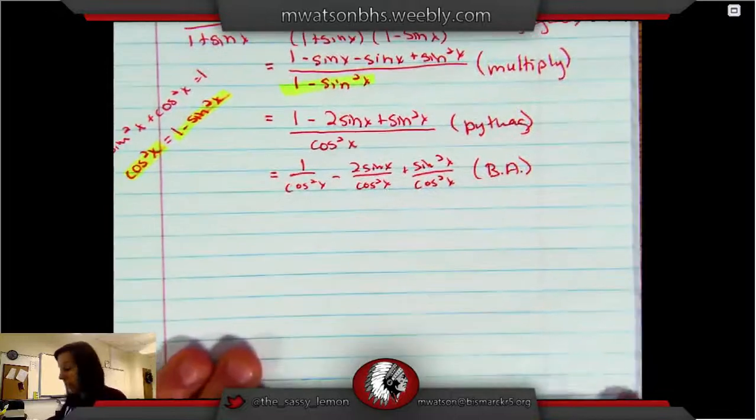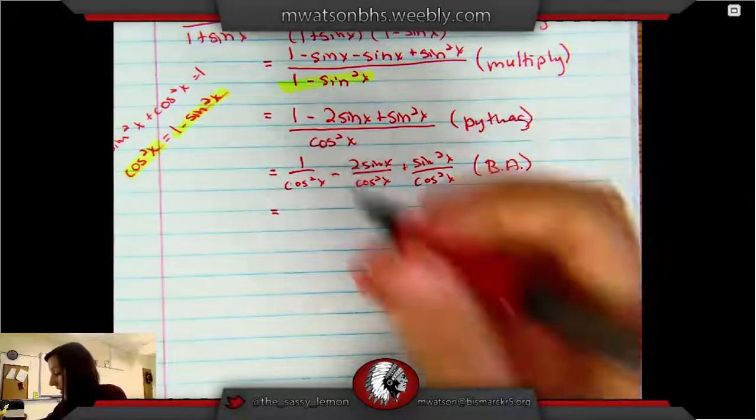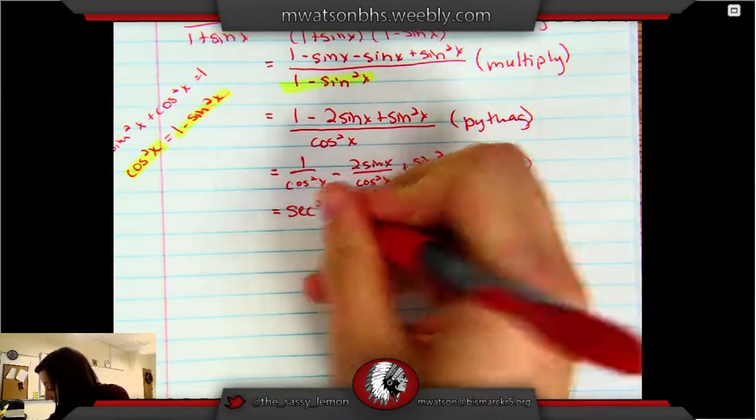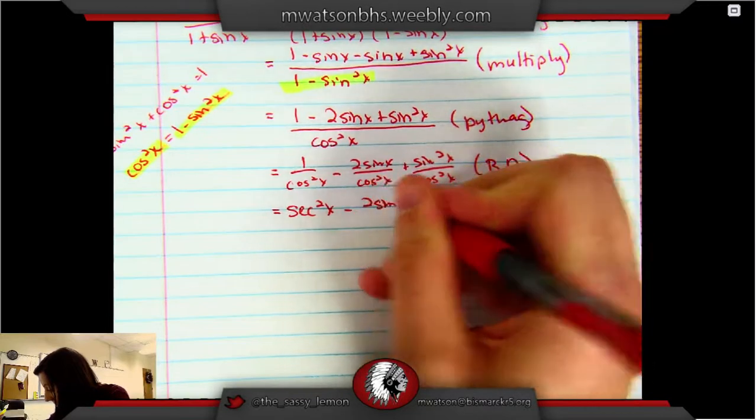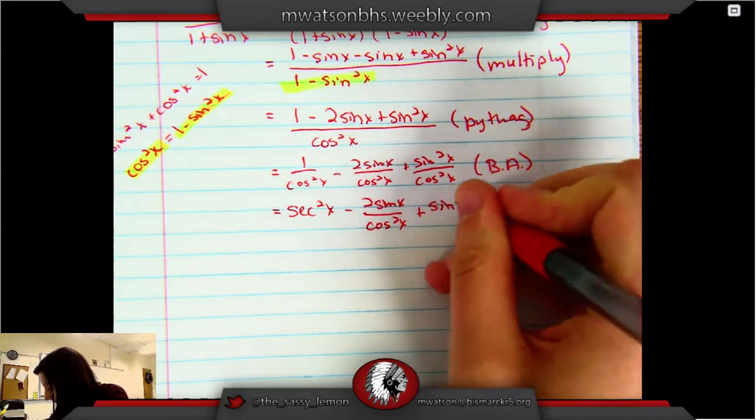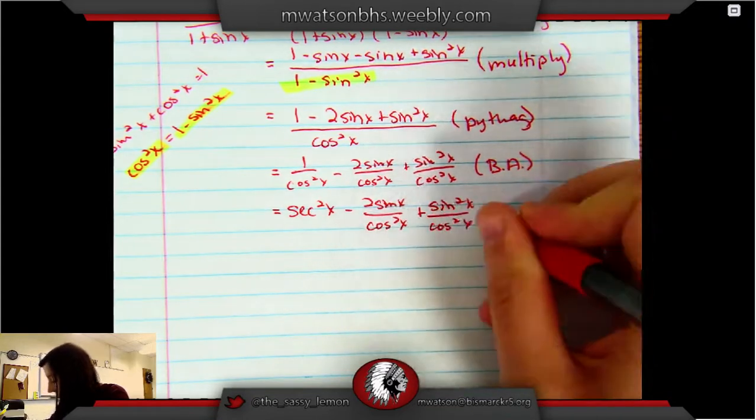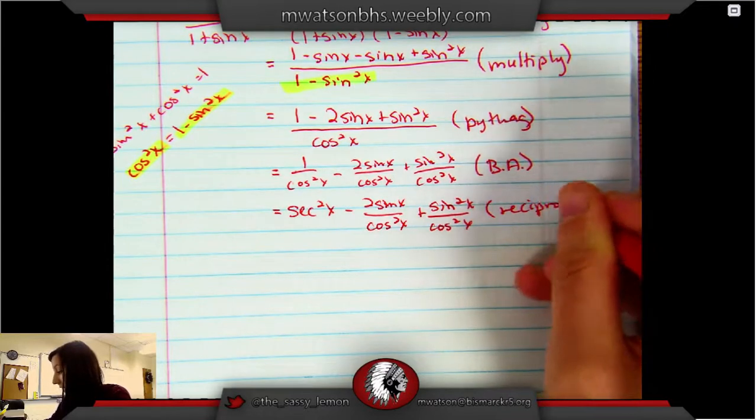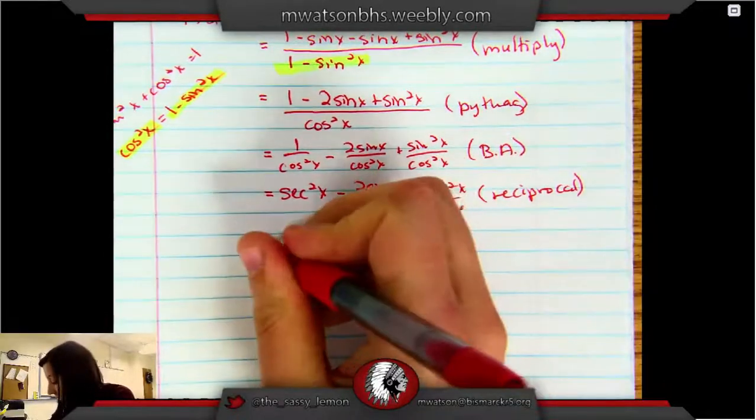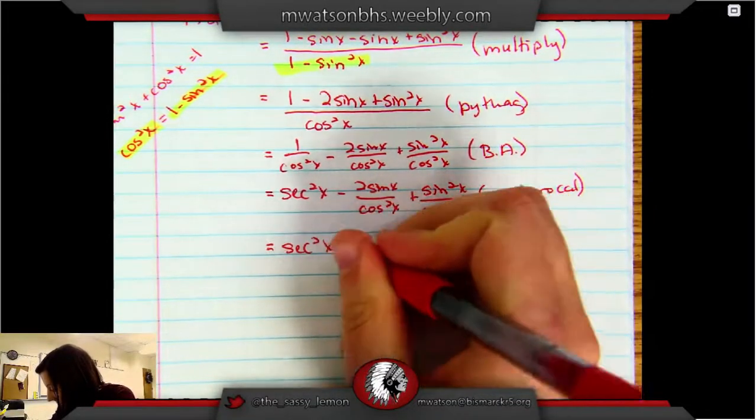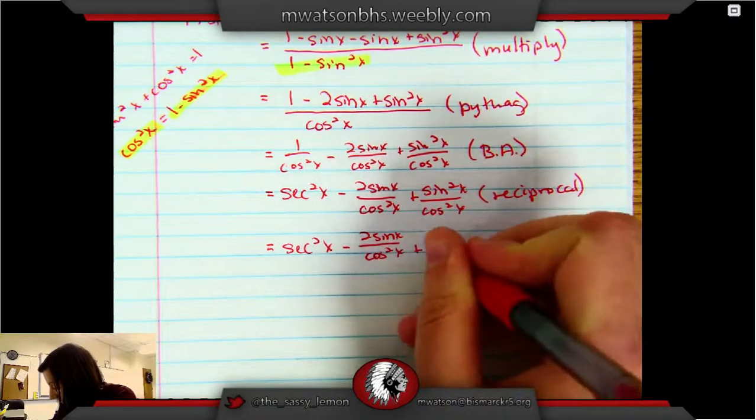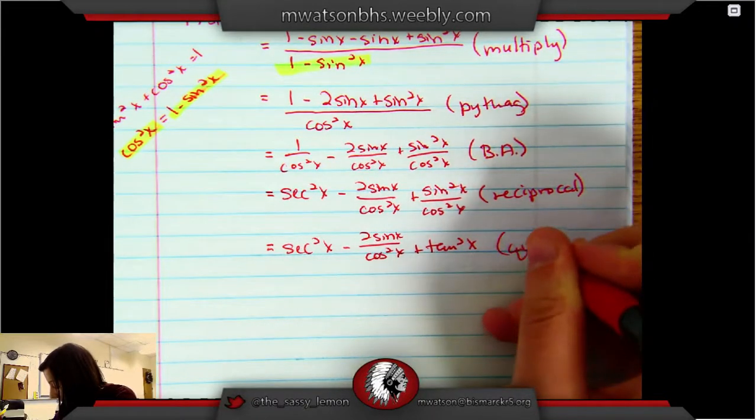So now we can do some of our fundamental identities, like I'm going to do this one first. So it's going to become secant squared x. These are going to remain the same. And it's really tempting to do more than one at a time, but let's stay away from that for right now. So I just did my reciprocal identity. Now over here I see I have a quotient, so I'm going to do that. So I've got secant squared x minus 2 sine x over cosine squared x plus tangent squared x, and that's using the quotient.